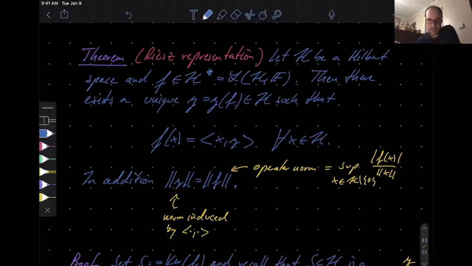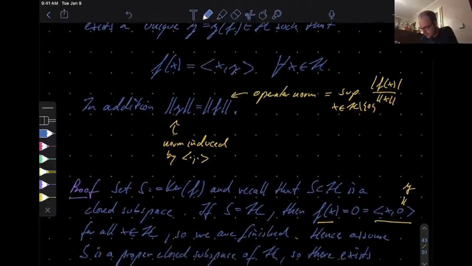Hello again. We are currently in the middle of the proof of the Riesz representation theorem. The Riesz representation theorem is a result that allows you to characterize all linear functionals on a Hilbert space. Okay, the statement is here again. We have so far done some initial steps in the proof.